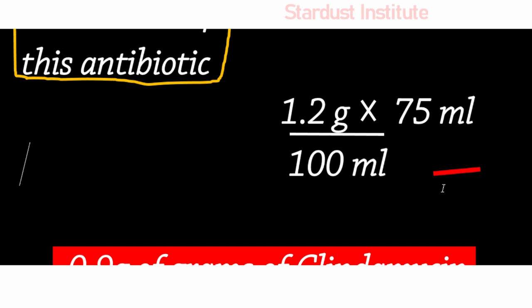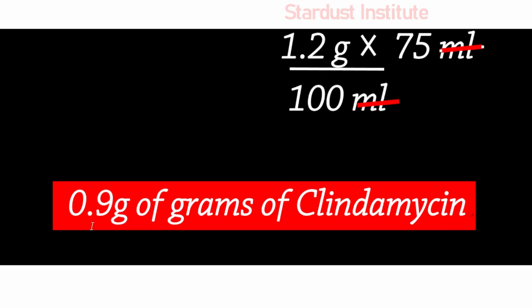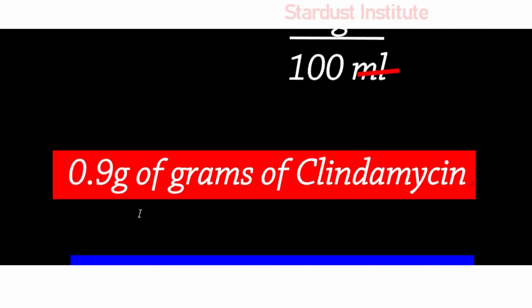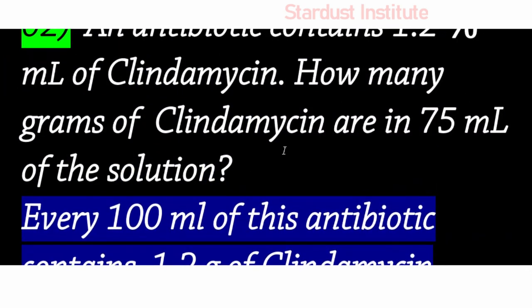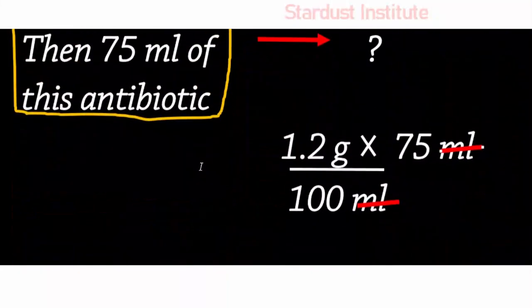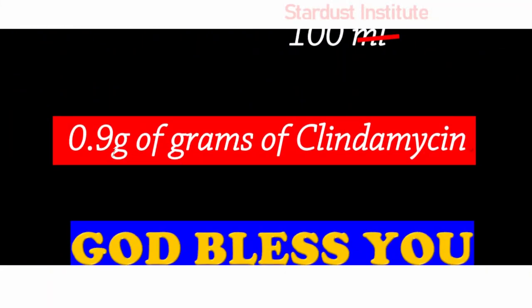We can cancel out units, milliliters with milliliters. By simplifying this, we get our answer: 0.9 grams of clindamycin. How many grams of clindamycin are in 75 milliliters of the solution? There are 0.9 grams of clindamycin.